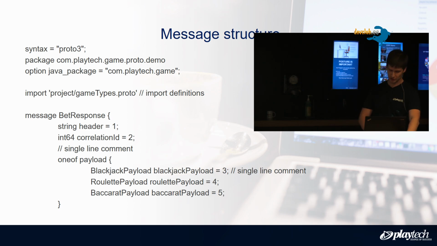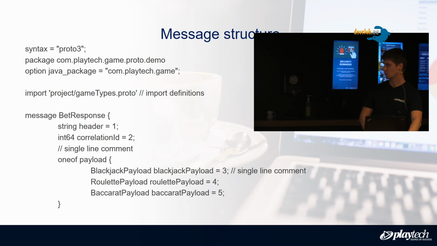A very interesting feature is the oneof. What oneof gives you is that the serializer and the deserializer will always expect one of the payloads. So in our case, in our games, we have different types of clients and we have players playing at different tables. So we always expect one of the payloads to reach our server, whether it's blackjack, roulette, baccarat, or some others.